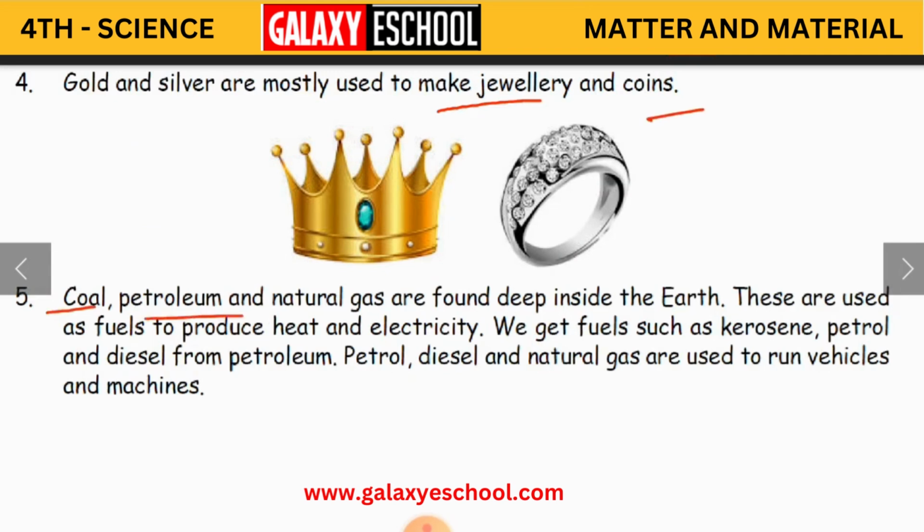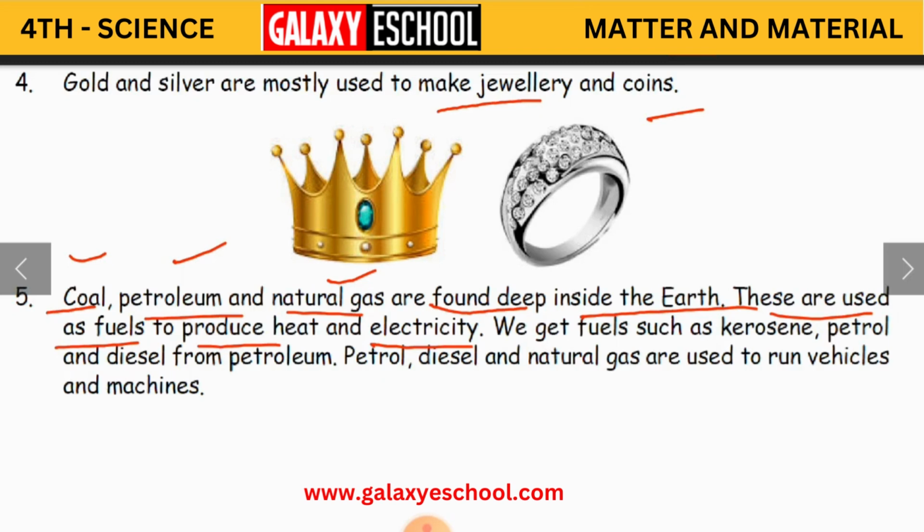And coal, petroleum and natural gas are found deep inside the earth. So by digging the earth, what do we find, children? We get coal, petroleum and natural gas. They are found very deep inside the earth. These are used as fuels to produce heat and electricity. So what is the importance of these products? These are used as fuels.